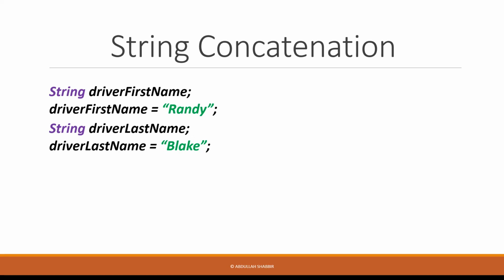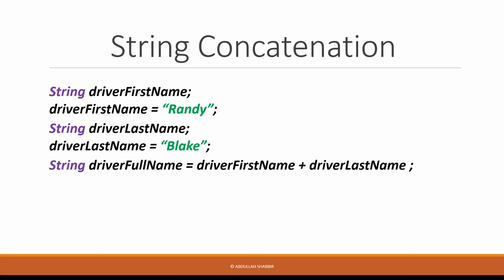Now we can actually do something like this, where I've created a new string called driverFullName, and it is equal to just the sum of those two strings, driverFirstName plus driverLastName. So what is this plus doing? It's actually just joining driverFirstName to driverLastName. So I'm expecting that the driverFullName string would have the string Randy Blake in it.